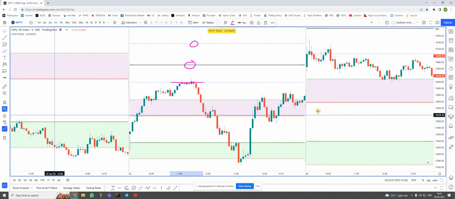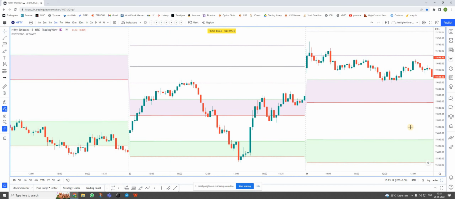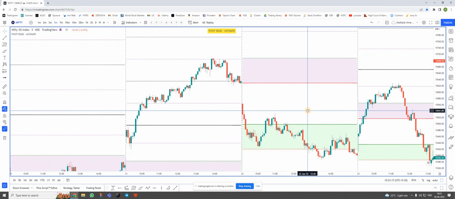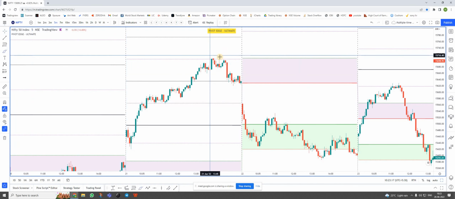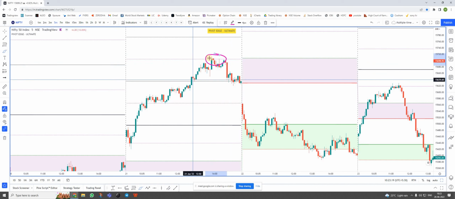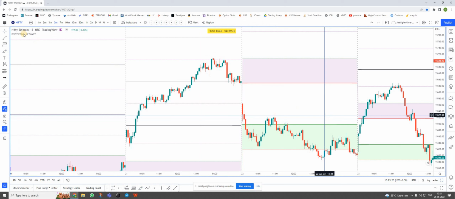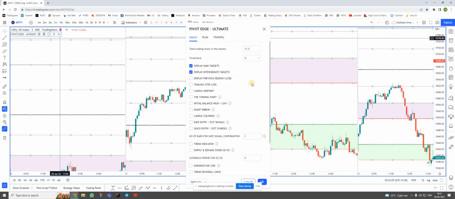Now we have seen the main targets and intermediate targets. This is one more example here. We see the price respecting the intermediate target level. Now let's see what other features we have.